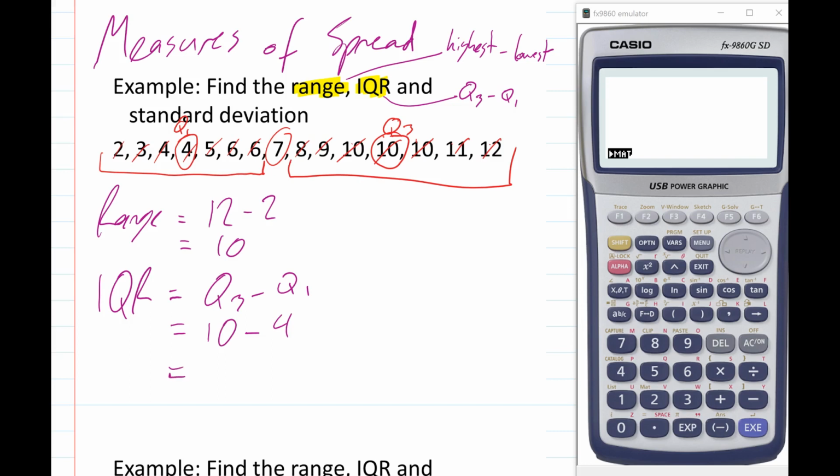And then the interquartile range is simply Q3, take away Q1, which is 10, take away 4, which is 6. So the interquartile range is 6, and that gives me an idea of how spread out, because that's this distance here, the middle 50% of the data is.